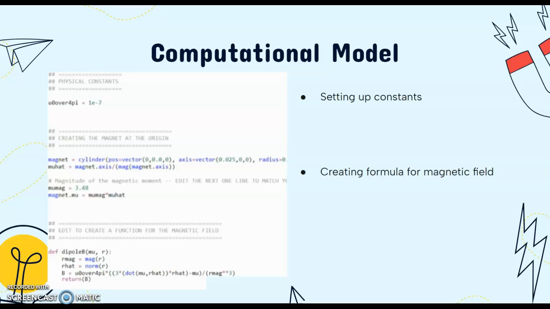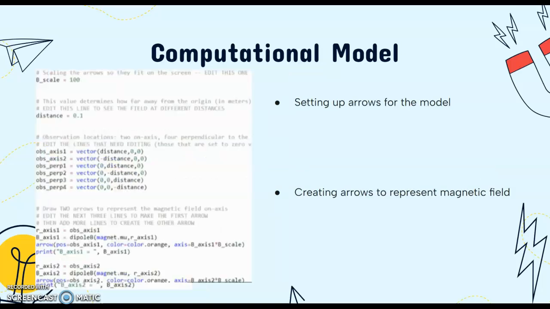Then, to compare the experimental results, I input equations into this code. Here you can see that I am setting up constants and creating the formula for the magnetic field. Then I am setting up arrows for the model that the code will produce and using those arrows to represent the magnetic field.